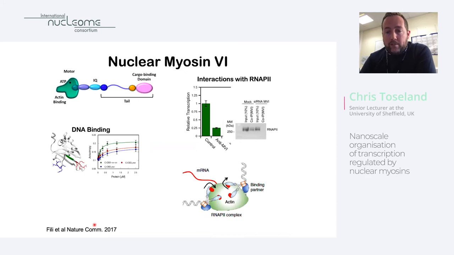But essentially, we put together this rough schematic of what we understand from the interactions. We know that myosin 6 requires binding partners to regulate its motor activity. We know its C-terminal can bind to DNA, as we showed in this paper. And then we showed that myosin is interacting with RNA polymerase II through a form of filamentous actin. So in this way, myosin can exist in this sort of organization.